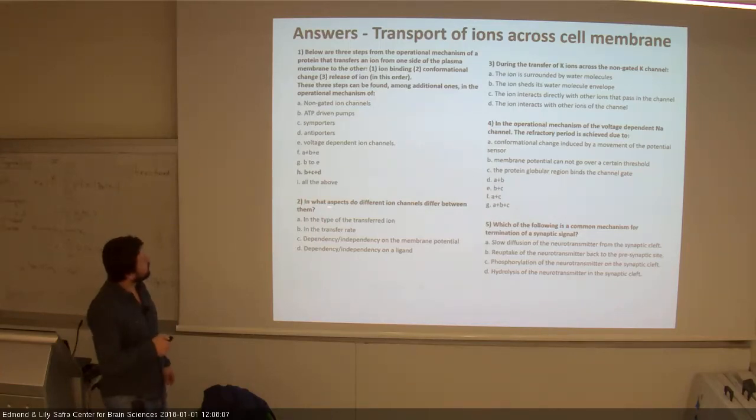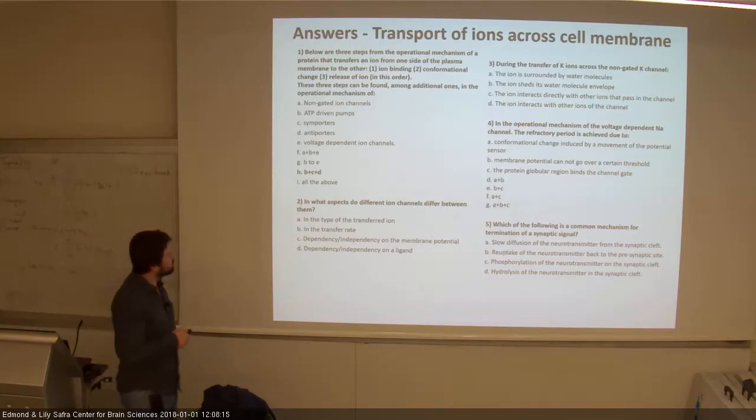So, in what aspects do different ion channels differ between them? The type of transferred ion. Yes. The transfer rate. Yes. Dependency and independency on membrane potential. Yes. And dependency and independency on a ligand. Yes. So all answers are correct.